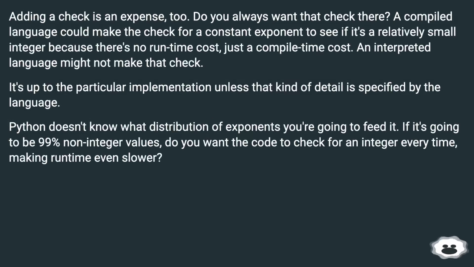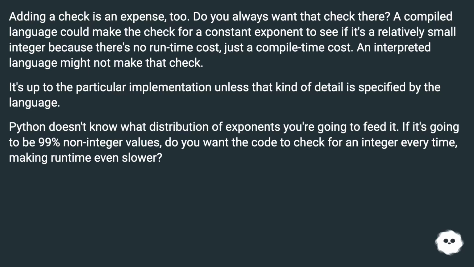Adding a check is an expense, too. Do you always want that check there? A compiled language could make the check for a constant exponent to see if it's a relatively small integer, because there's no runtime cost, just a compile time cost. An interpreted language might not make that check. It's up to the particular implementation unless that kind of detail is specified by the language.